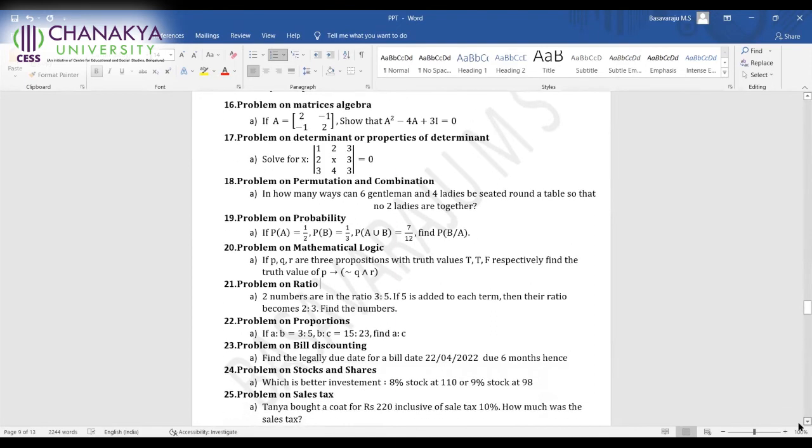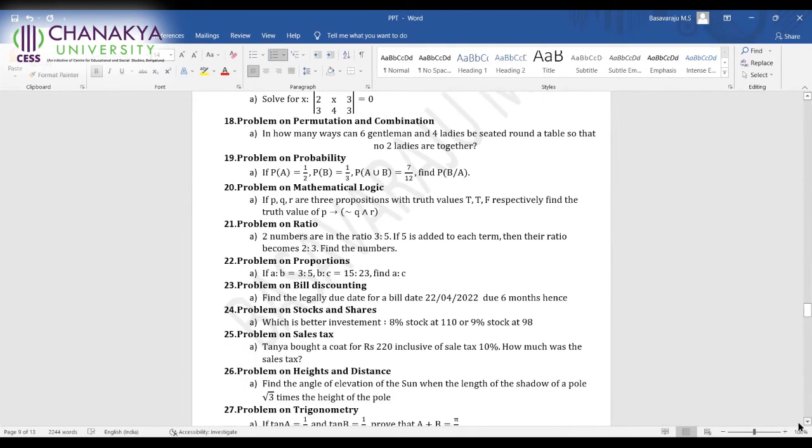Next one, the 21st, you can expect from the chapter Ratio. It is also a frequently asked problem. They'll ask us to calculate, given two numbers in the ratio 3:5, what you are supposed to add so that the ratio is reduced to another ratio. In this problem, they ask us to add x to both terms of 3:5. That is 3 plus x divided by 5 plus x, which becomes 2:3, that is 2 by 3 as a fraction. So cross multiply, and you get the x value.